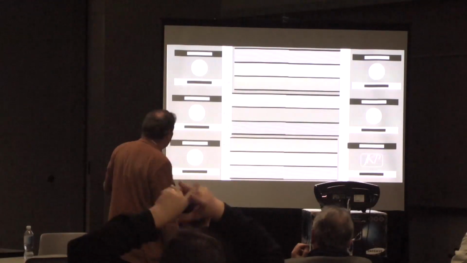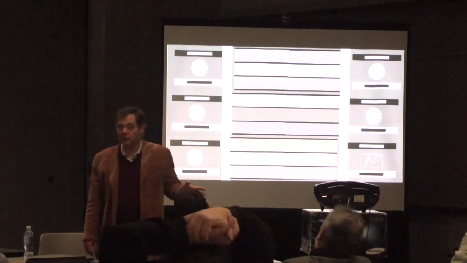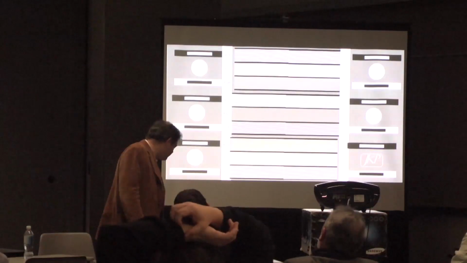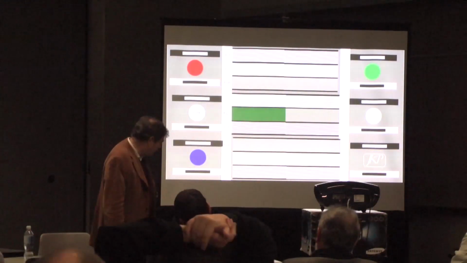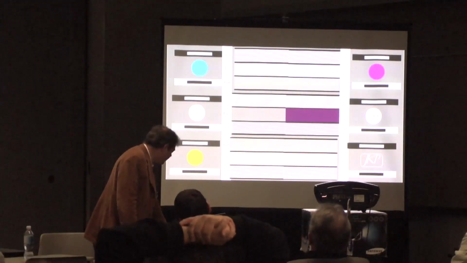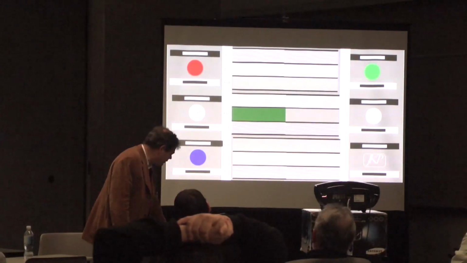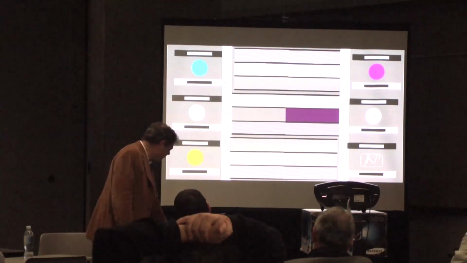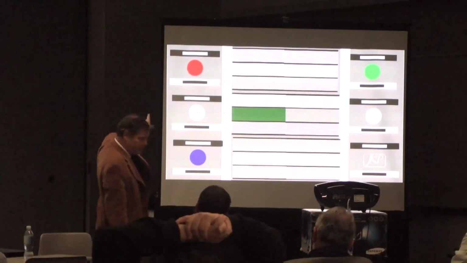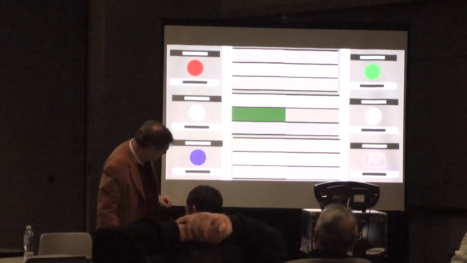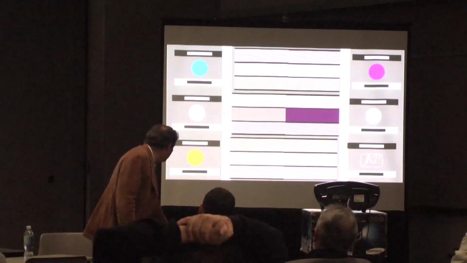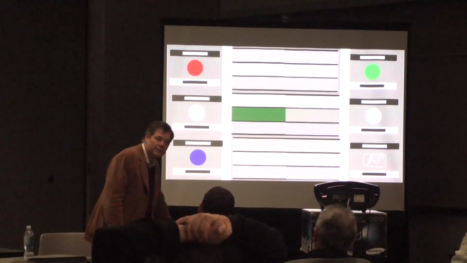Now, initially I was told, well, that's just luminance. So what I did is I created some color patterns. And of course, in doing this, I got really nasty. If you look just at the top left-hand corner, you can tell that those two colors are complements of each other.